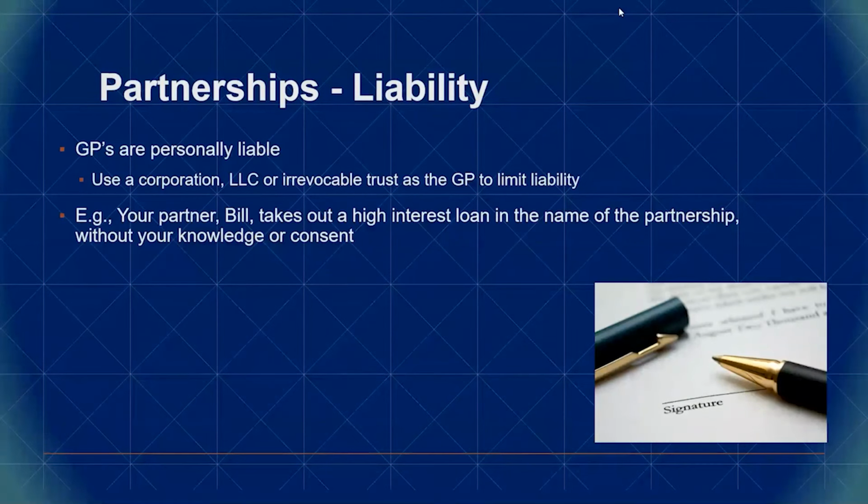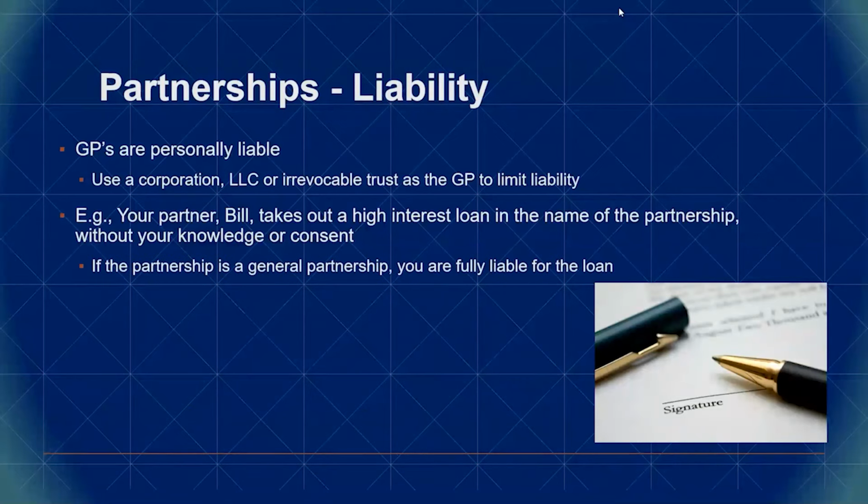Let me give you an example. Your partner, Bill, goes out, signs up with the local bank, takes out a high interest rate loan in the name of the partnership, proves that he's a general partner, and the bank lends him the money without your knowledge or your consent. If the partnership is a general partnership, you're fully liable for the loan.